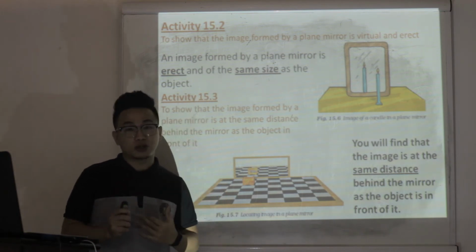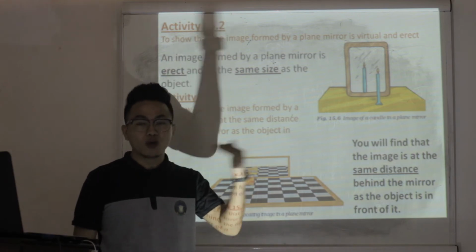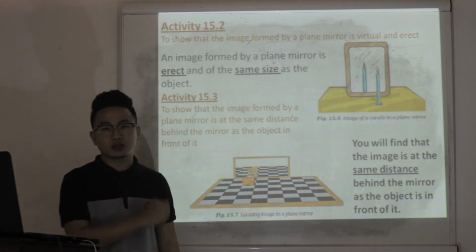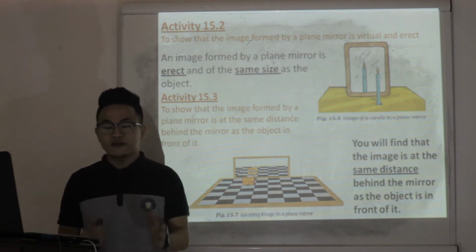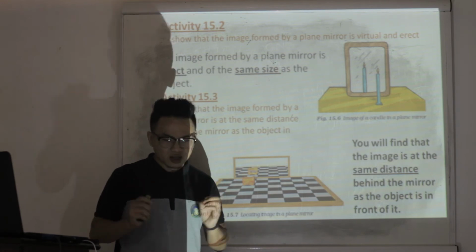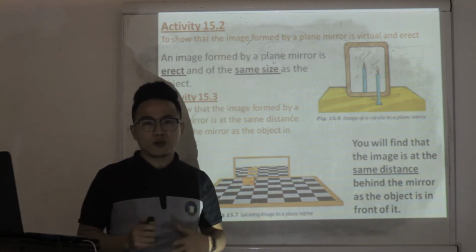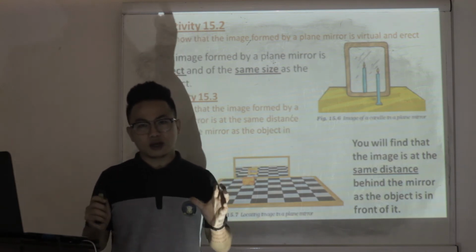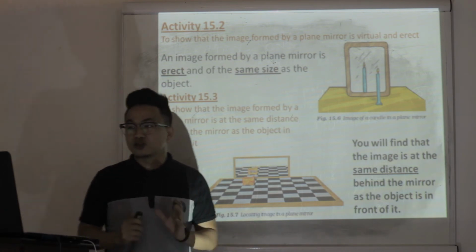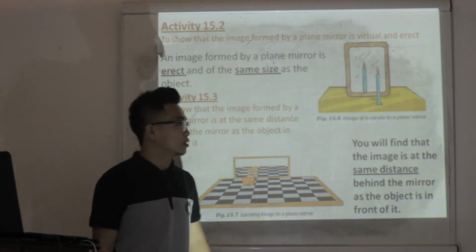What are the properties of the plane mirror? Plane mirrors, for example the looking mirror, we can say that there is a plane mirror. Here, activity 15.2 of your textbook. There are a lot of activities in your textbook, and we cannot do them all, but I'm going to demonstrate it. Okay, so let us demonstrate. Activity 15.2: to show that the image formed by a plane mirror is virtual and erect.